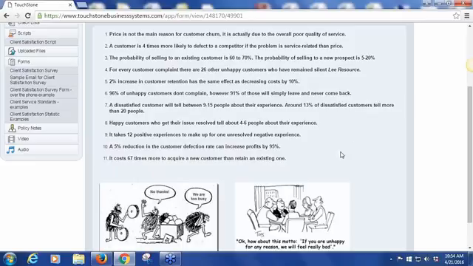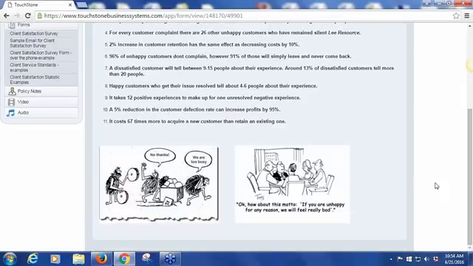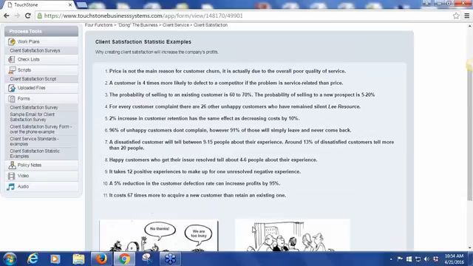So this goes on and on. There's a few more here that you can read, but if this hasn't grabbed you by now, then I'll be surprised. So this is the case for customer service. So I think the first thing every business needs is something like this.